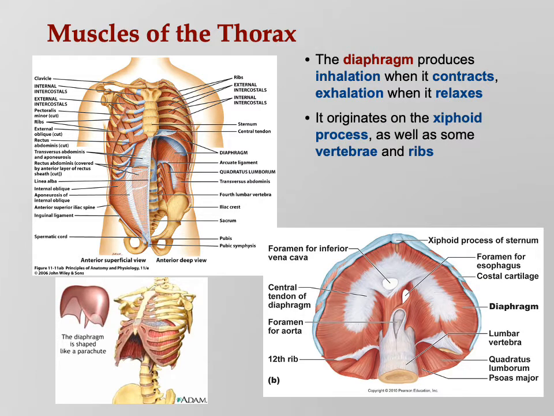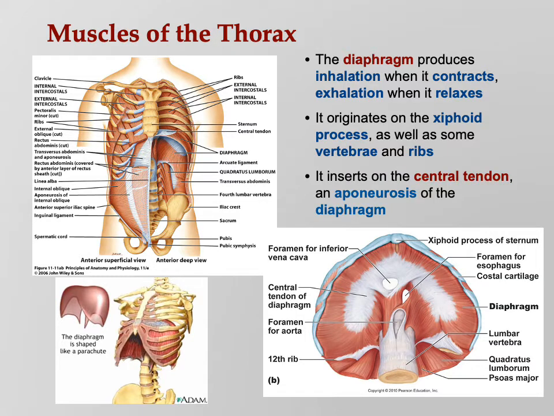Originates on the xiphoid process as well as some of the vertebrae in the ribs. Alright? So, and it inserts on the central tendon and aponeurosis of the diaphragm. Again, you can see in the lower right hand, all that white area there, that's the central tendon. Alright? So that's where it connects to the lungs.